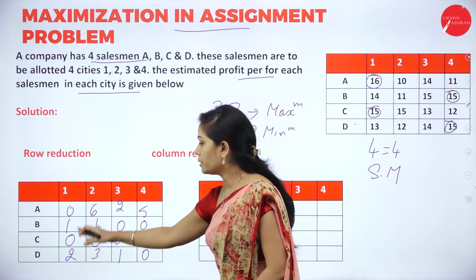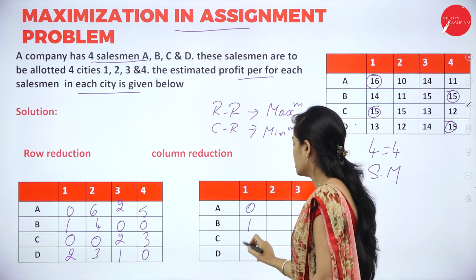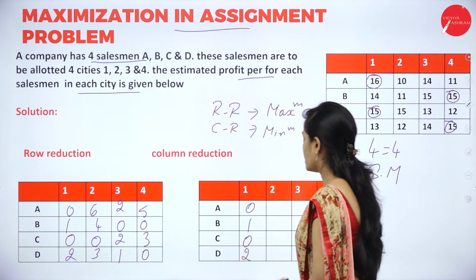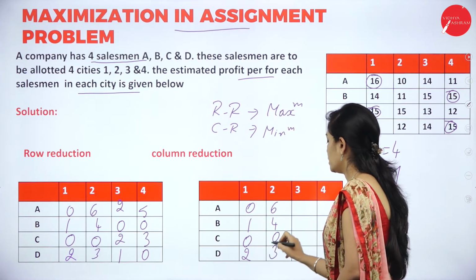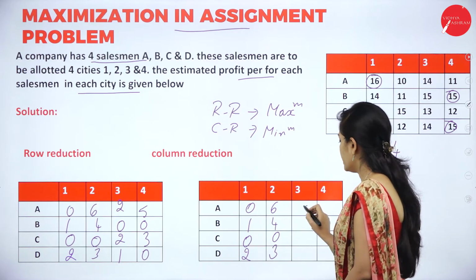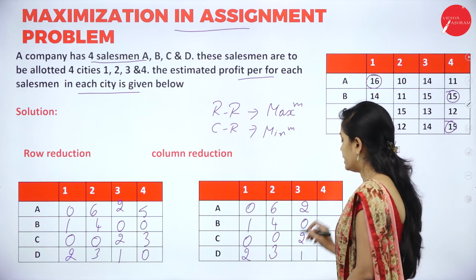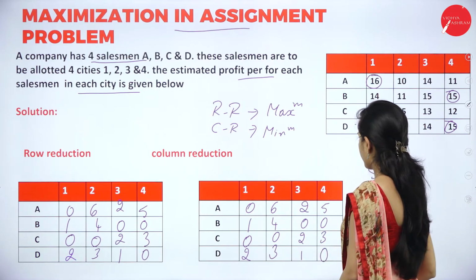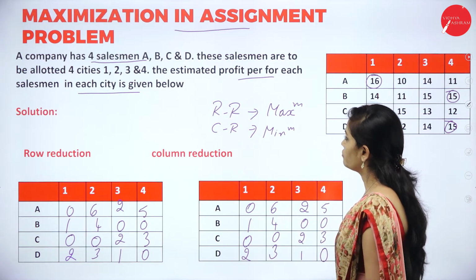So here, the minimum value in the first column is 0. So all the values are the same: 0, 1, 0, 2. And in the second column, the least value is 0, it is 6, 4, 0, 3. And in the third column, the least value is 0. Fourth column, the least value is 0. Now column reduction is also completed. So these are your column values.